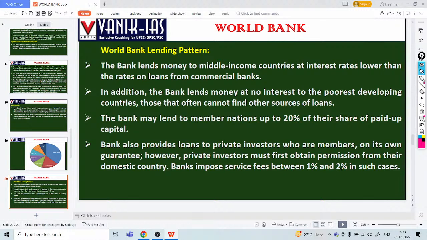The bank may lend to member nations up to 20% of their share of the paid-up capital. The bank also provides loans to private investors who are from member countries, on its own guarantee. However, private investors must first obtain permission from their domestic country.